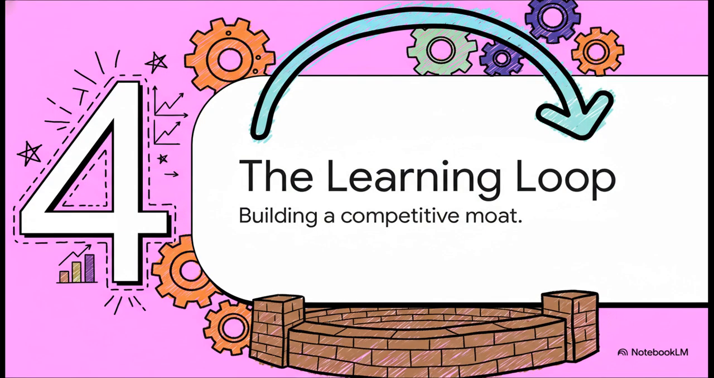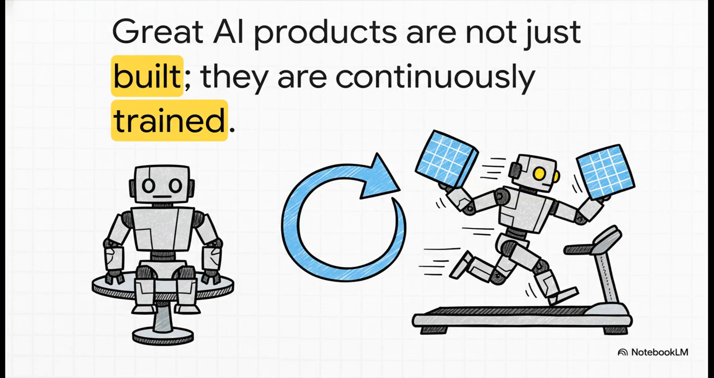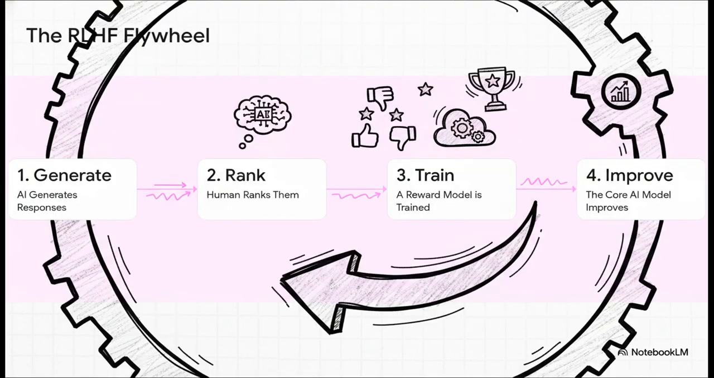Okay, so we've designed our layered AI product, but how do we make it defensible? How do we stop somebody else from just coming along and copying it? That's what Section 4 is all about, creating the learning loop. This slide really says it all. Great AI products are not a set it and forget it kind of thing. They are continuously trained. A static AI product is basically a dead product. The real sustainable advantage, your moat, comes from building a system that learns and gets smarter with every single user interaction. And the engine that powers this is a process called RLHF, Reinforcement Learning from Human Feedback.